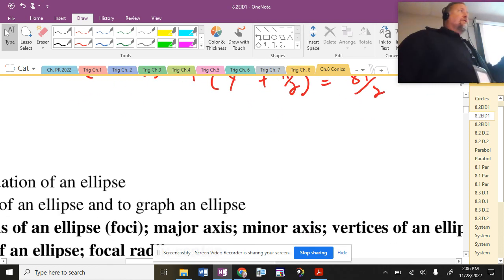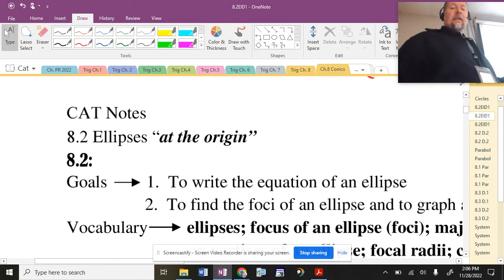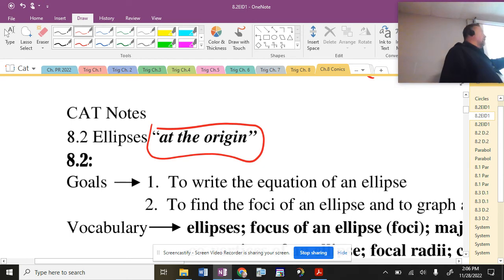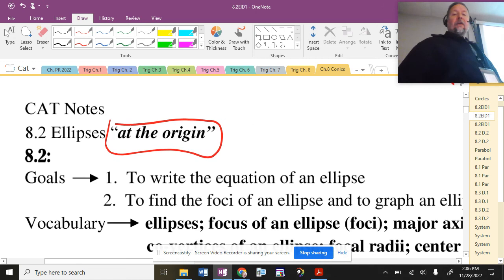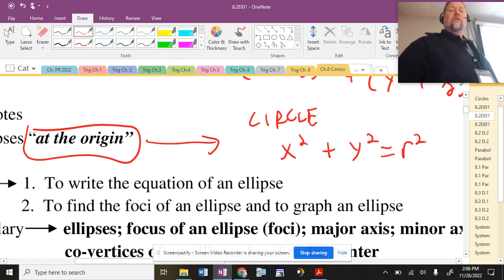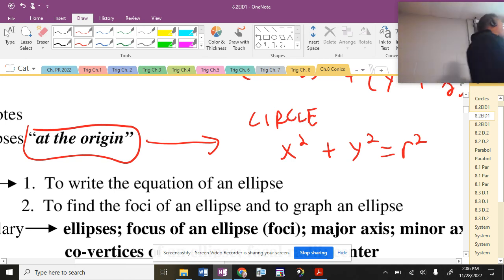Now today we are only going to be taking ellipses that are at the origin, so I'm going to have no H and K. It's really no big deal though. I want to compare an ellipse real quick to a circle. Here's a circle at the origin. Remember what I told you, a circle at the origin is just x squared plus y squared equals r squared, and then r, you take the square root of that number, and that's the radius.